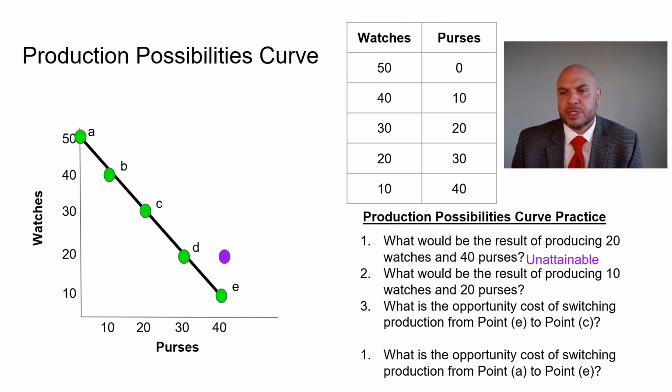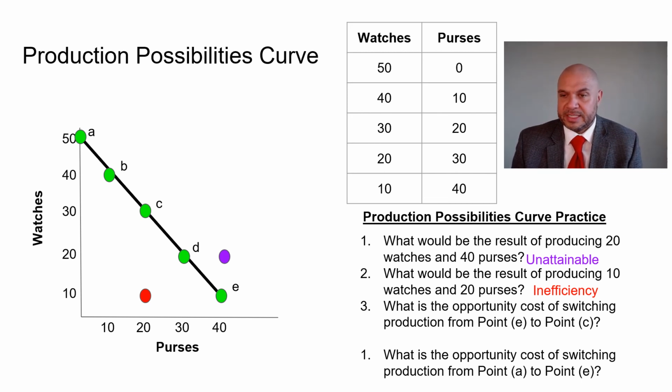What would be the result of producing 10 watches and 20 purses? Number 2, this point is an inefficient point, right? Because it's inside of the curve. That is very bad for businesses. They do not want to produce in that area because they're wasting resources.